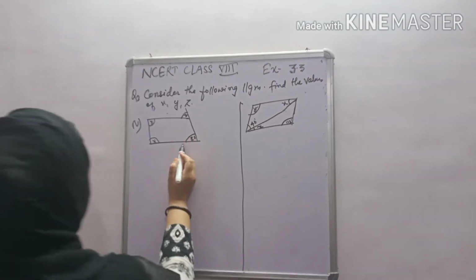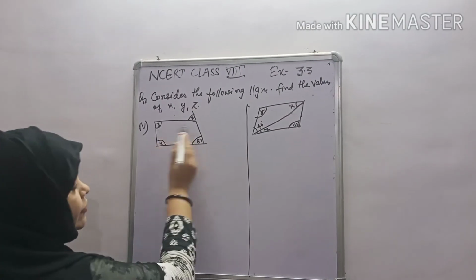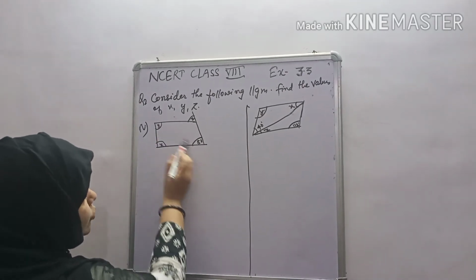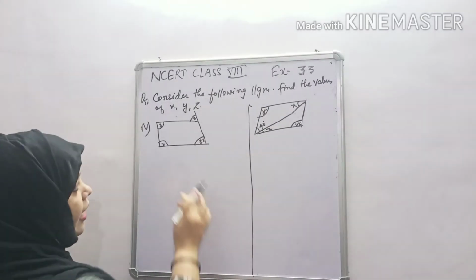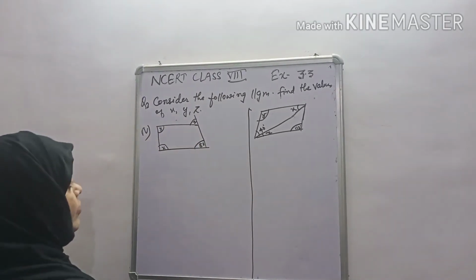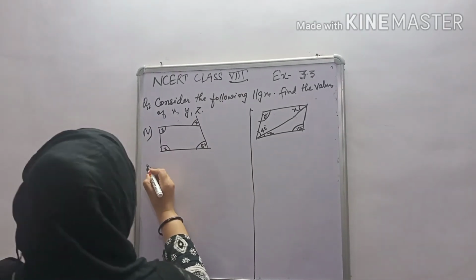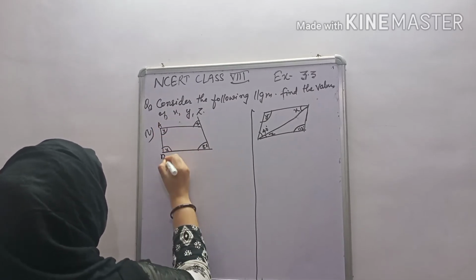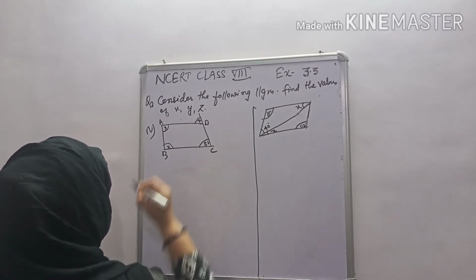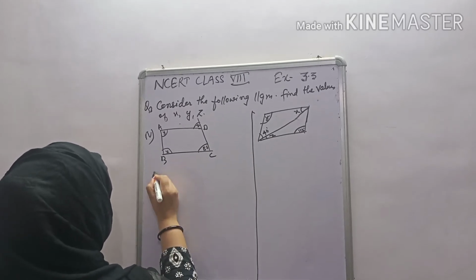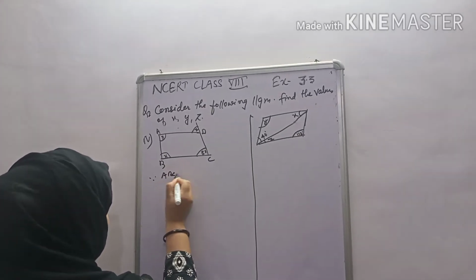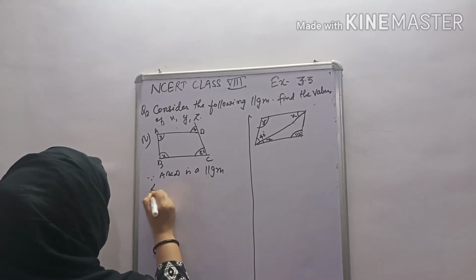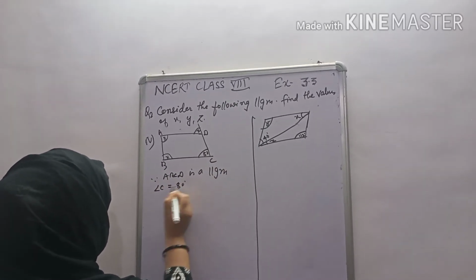Here, just look here. We have to find the value of x, y, z. These two angles are opposite angles, and opposite angles of a parallelogram are equal. Just name it A, B, C, D. Since ABCD is a parallelogram, angle C is equal to 80 degree.